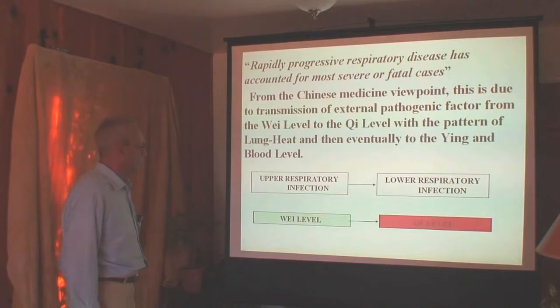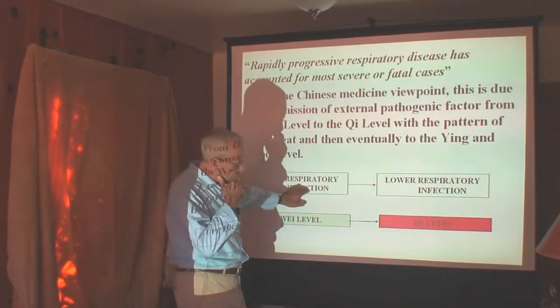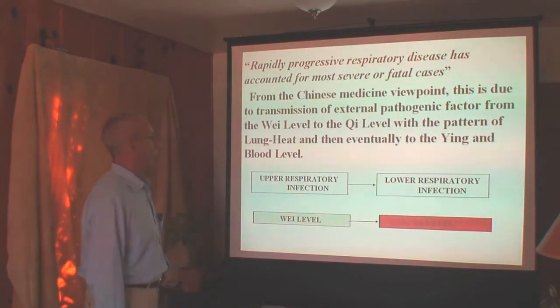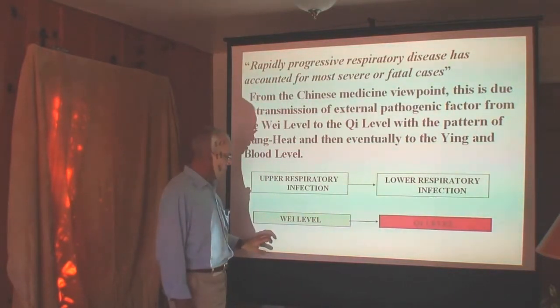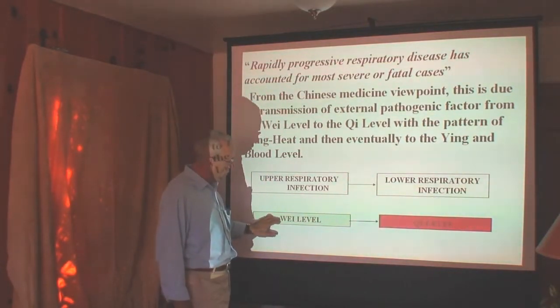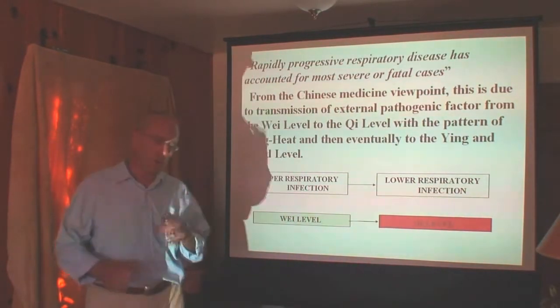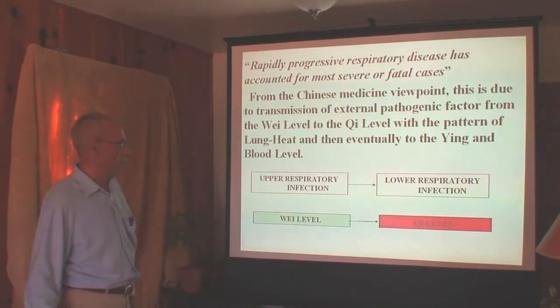And there's an interesting quote on the website of the World Health Organization, which describes the swine flu virus. And it says that the upper respiratory infection causes complication when it becomes lower respiratory infections, which can lead to bronchitis and pneumonia. From the Chinese point of view, that is a classic representation of the transmission of the wind from the Wei level to the Qi level. And as we will see, it is crucial that we understand this transition from the Wei level to the Qi level.